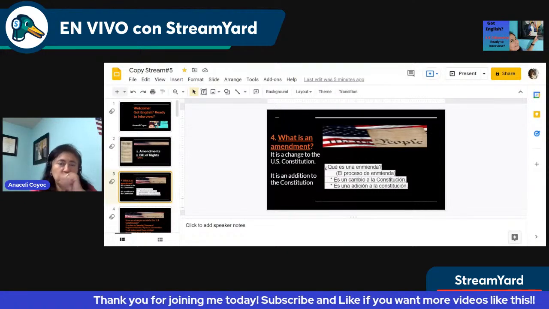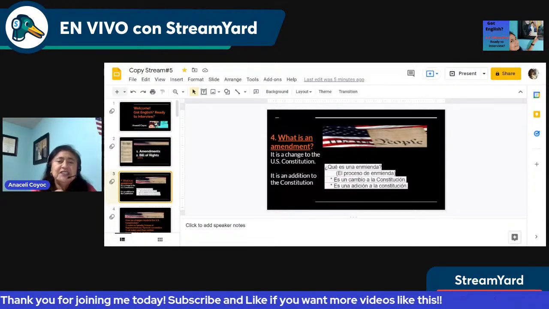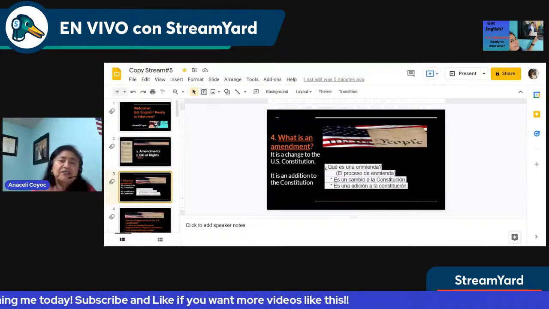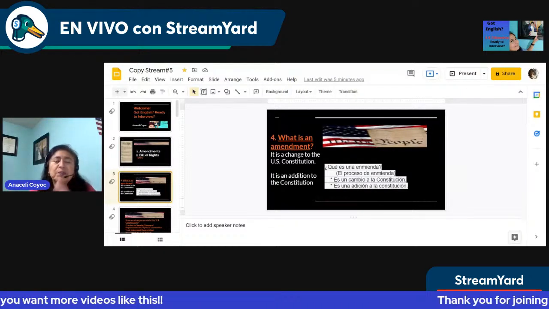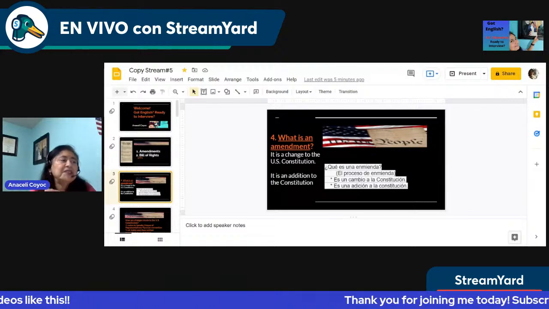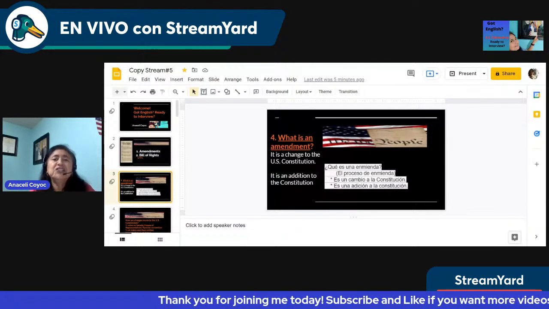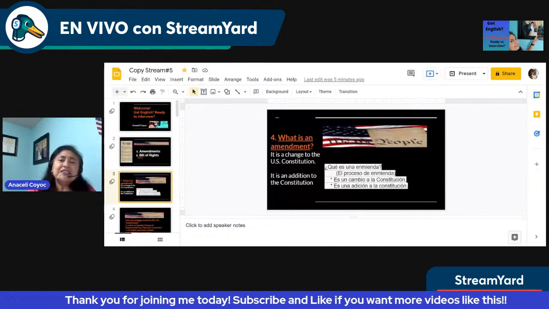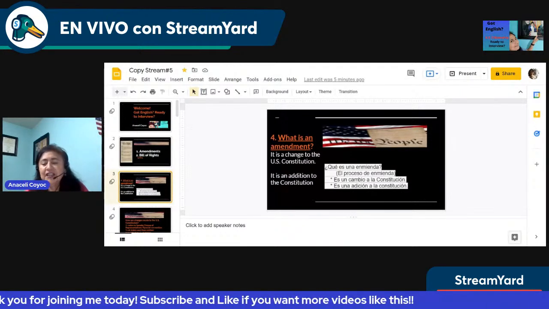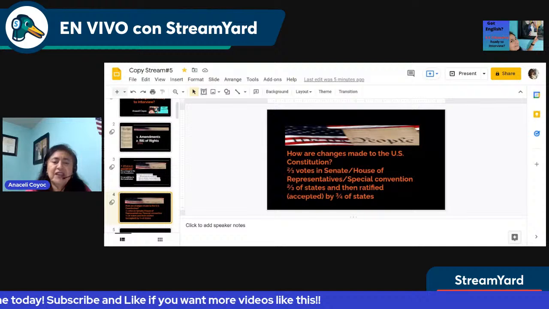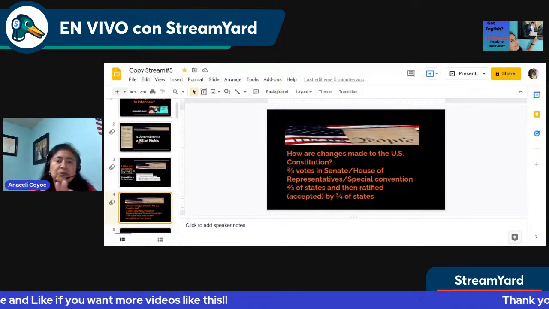So how do we go about making those changes? It's not easy. The Founding Fathers wanted to ensure that this was a process. The amendment was a process that many people had to buy into before changes could be made. And so they had a system to make these changes. And here are some of the ways that amendments were made.